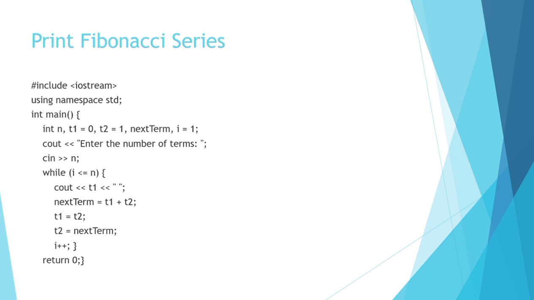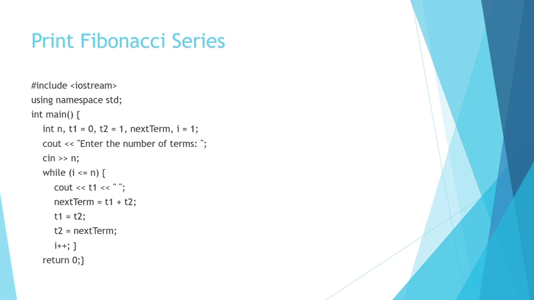The while loop checks whether i is less than or equal to n. This condition ensures the loop runs for n iterations. The loop will continue to execute until i exceeds n. cout t1. This line prints the current value of t1, which is the first term in the Fibonacci sequence.